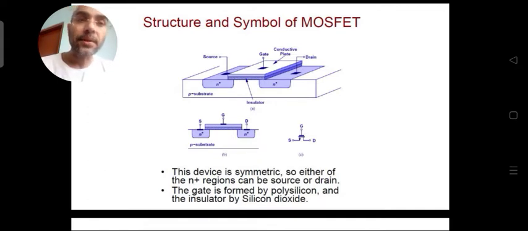You can see that in between source and drain there is a gate formed. So if I describe the structure, there is a platform which is called the substrate.